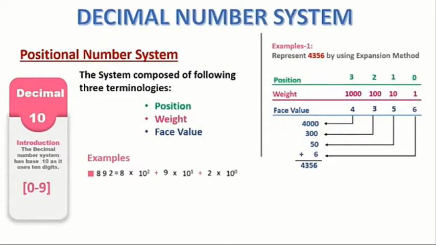Now here 892: here 2, the face value is 2 and the position is 0 because it is presented from left to right, and the next is 9, the face value is 9 and the position is 1 and weight is 10, and the next is 8 and the position is 2. So I will multiply all these and also add them. Their answer will be 892, and the next value is 1247. So if you add all these numbers after multiplying, the result will be 1247. Similarly, the next example is 53.